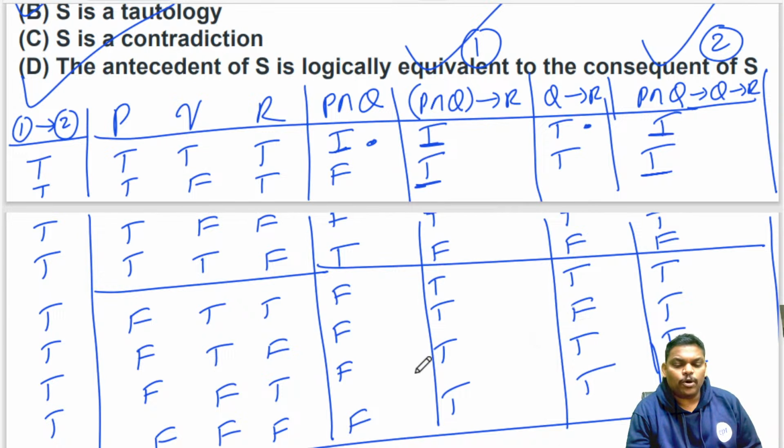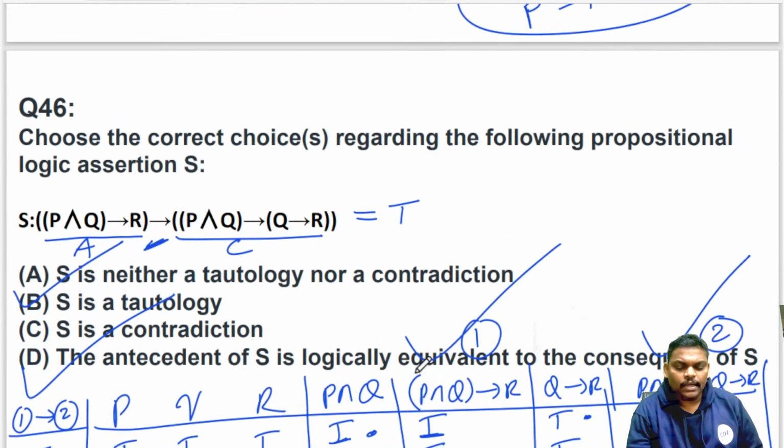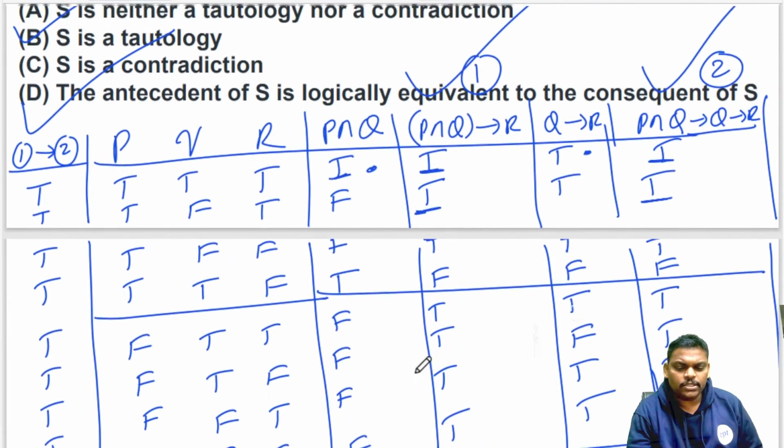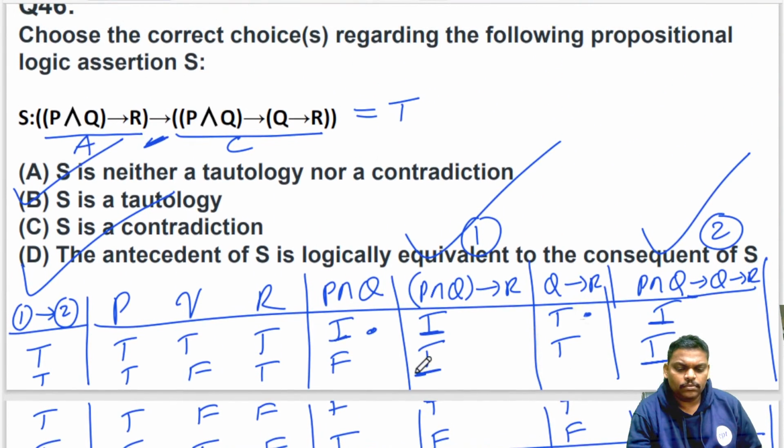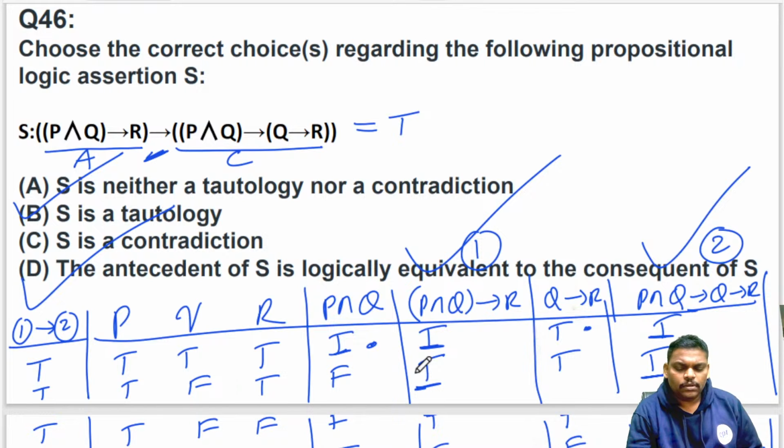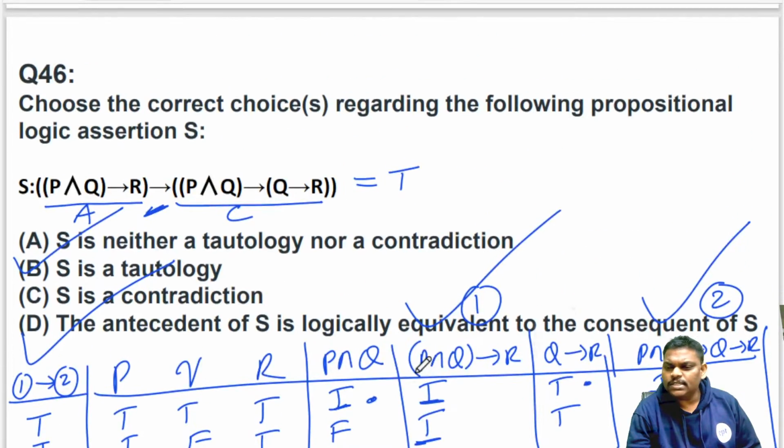Can I move to the next problem? Check the next problem. Can I move to the next problem? Check. 46 over. Can I go to 47? 46, nothing, table.